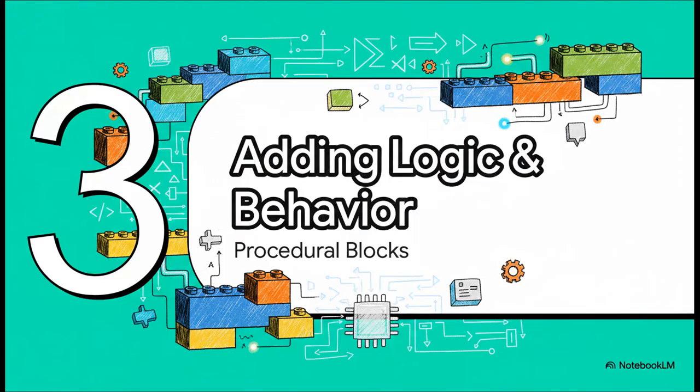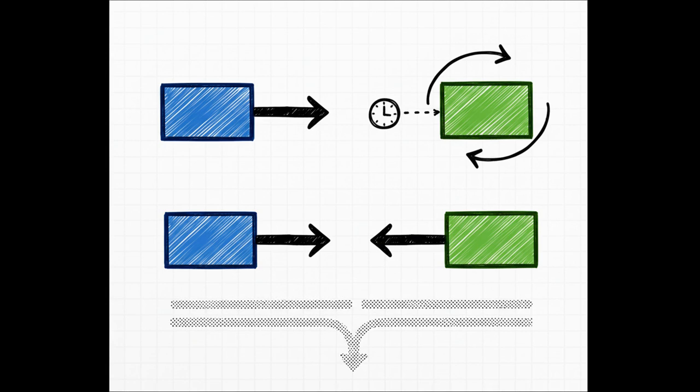Okay, so far, everything we've built is just a static structure. It's like a Lego model sitting on a shelf. But how do we make it actually do something? Let's talk about adding logic and behavior. We make our design come alive using what are called procedural blocks. There's the initial block, which, you guessed it, runs just one time right at the beginning. Perfect for setting things up.